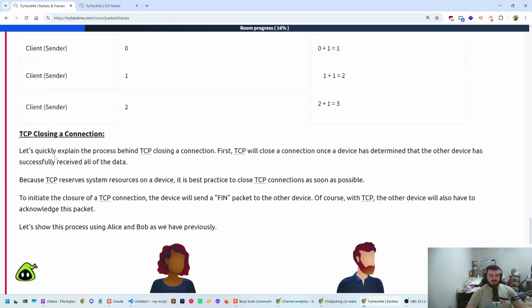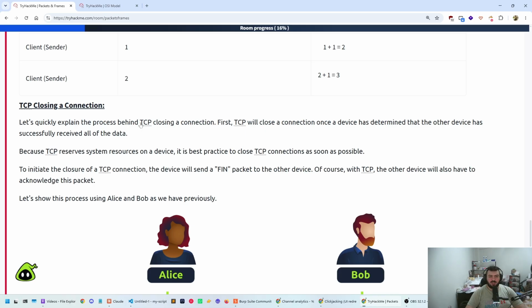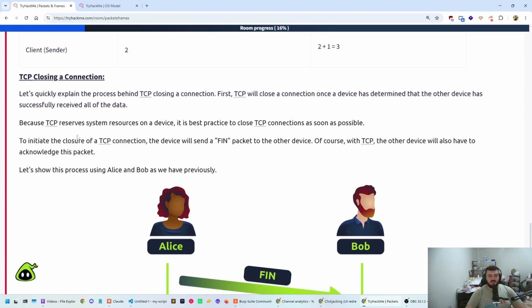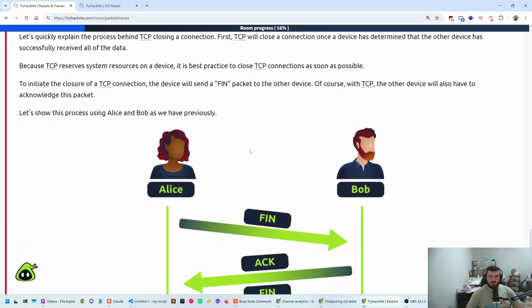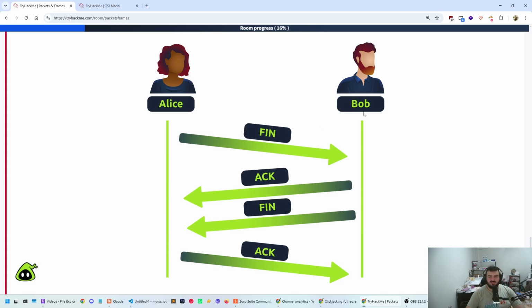TCP closing a connection. Let's quickly explain the process behind TCP closing a connection. First, TCP will close a connection once a device has determined the other device has successfully received all of the data. Because TCP reserves system resources on a device, it is best practice to close TCP connections as soon as possible. To initiate the closure of a TCP connection, the device will send a FIN packet to the other device. Of course, with TCP, the other device will also have to acknowledge this packet. Let's show this process using Alice and Bob as we have previously. So Alice sends a FIN, Bob sends an ACK, FIN, and then ACK.